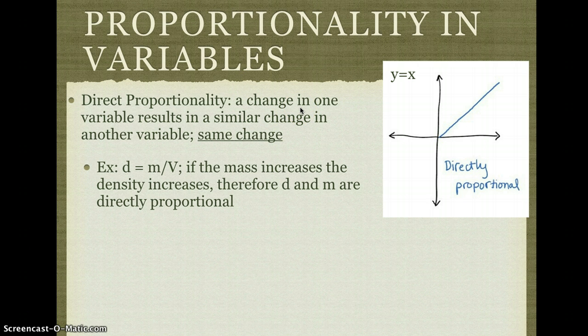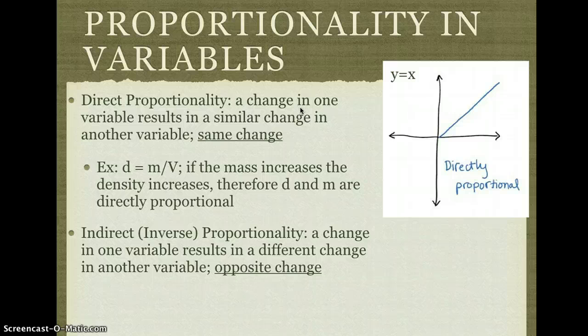Now I'd rather us see this in an example. D equals m over v. Density equals mass divided by volume. If the mass goes up, so does the density. Therefore, D, which stands for density, and m, which stands for mass, are directly proportional. If one goes up and the other does the same thing, then they're directly proportional.